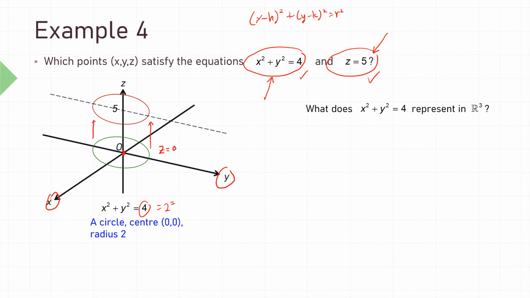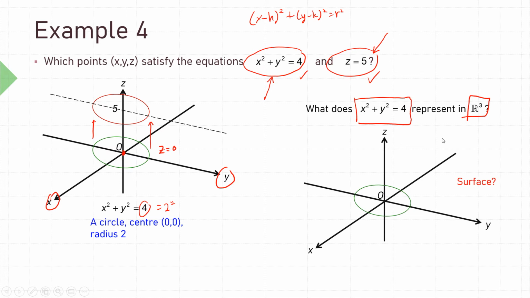Now what if we have x squared plus y squared equal to 4, which is represented in R cubed, meaning no matter what the value of z is? Suppose we have this x squared plus y squared equal to 4.